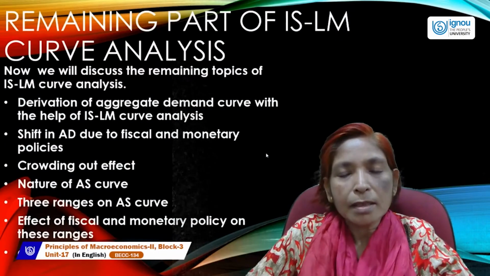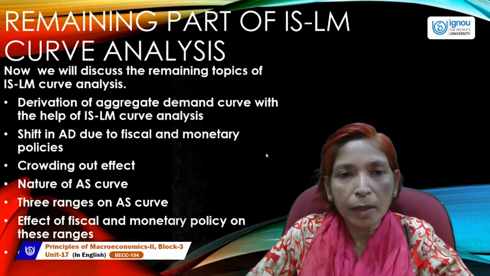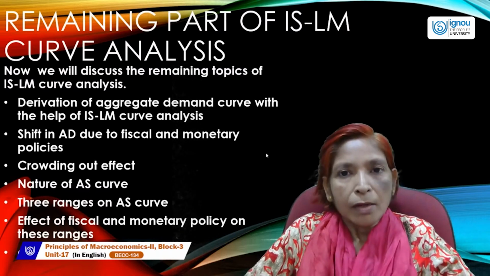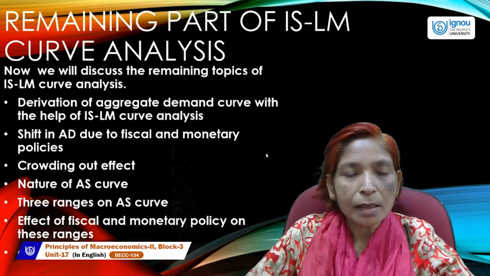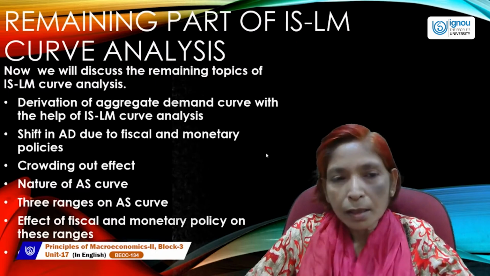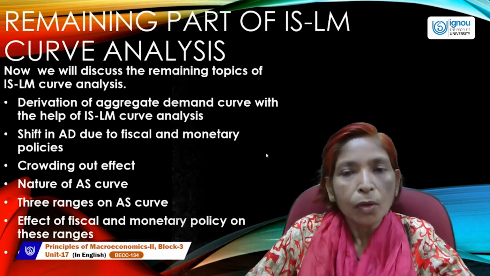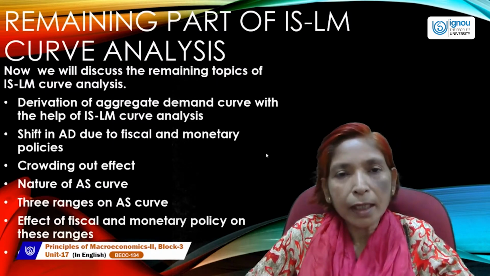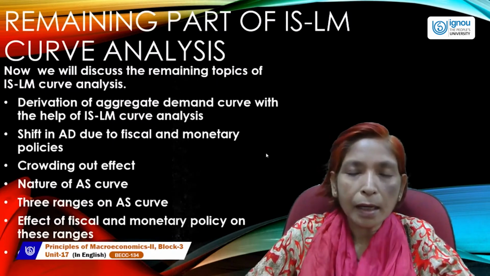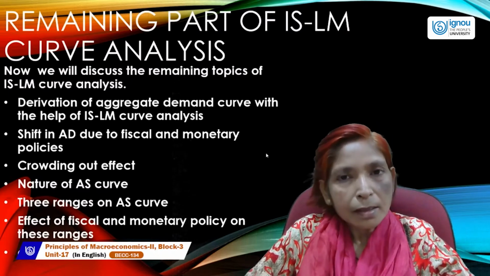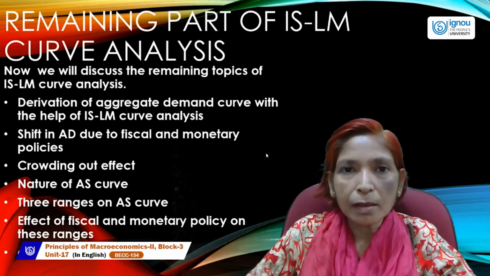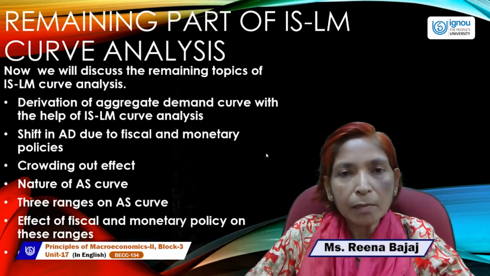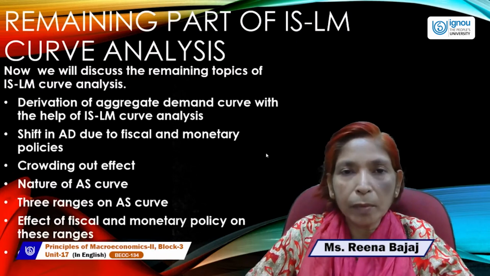Welcome to my live teaching learning session of Principles of Macroeconomics 2, BECC 134. We have started the topic of IS-LM curve. In last classes, you have studied what is IS curve, what is LM curve, and how we can derive the IS and LM curve. IS is the investment and saving curve which shows goods market equilibrium, and LM shows money market equilibrium.